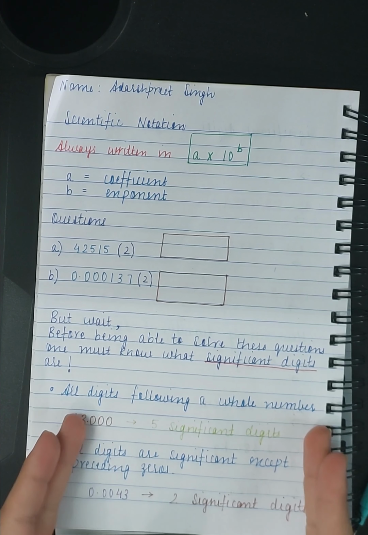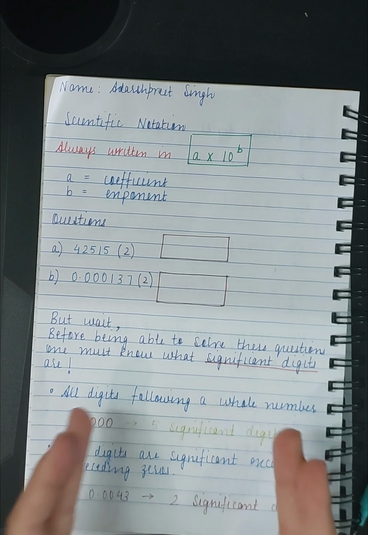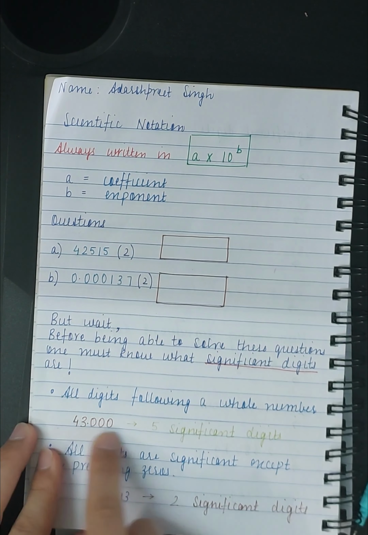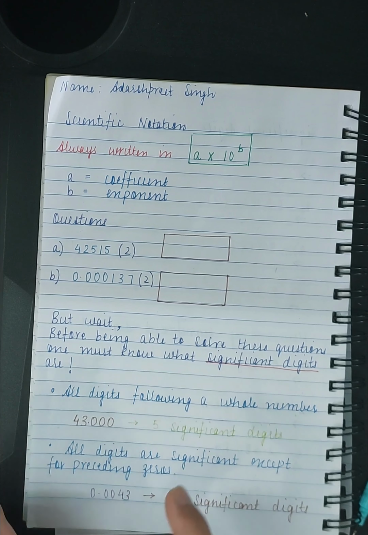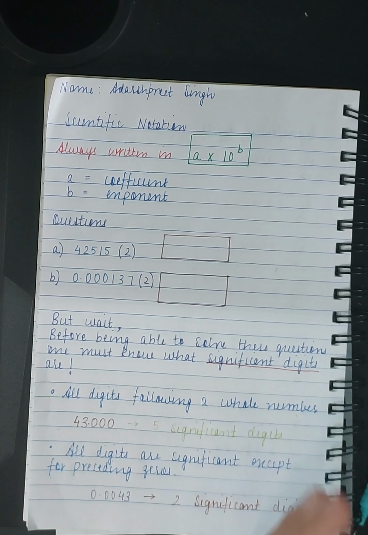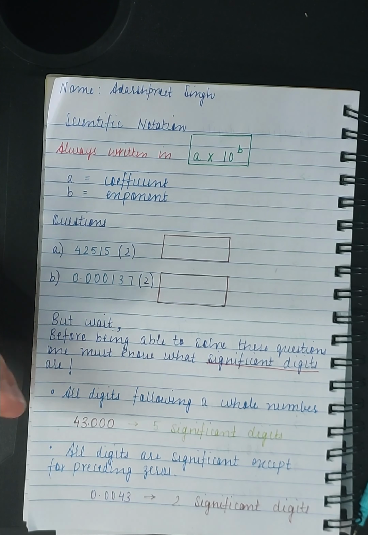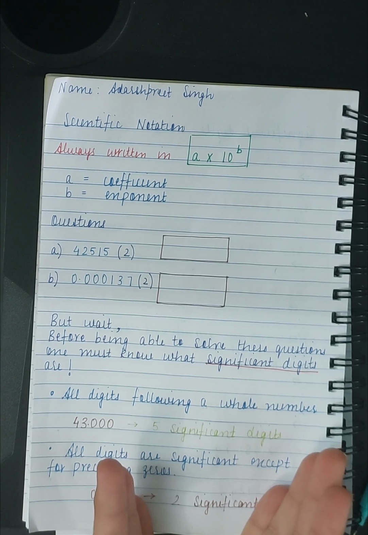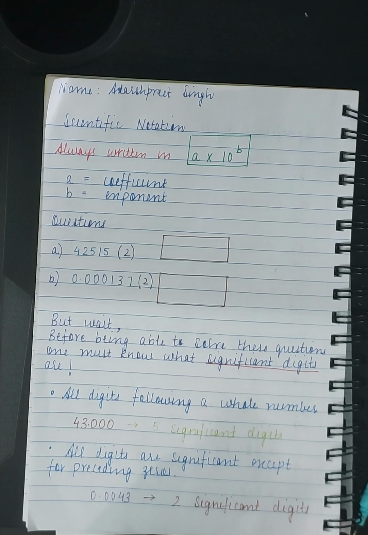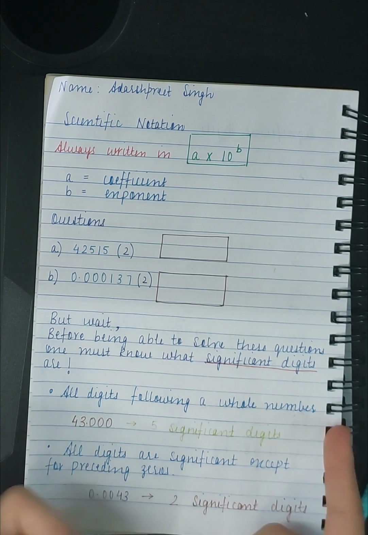Now it's not necessary that the number has to have a decimal point. It could be a whole number like 43,000, not 43.000. Still the number of significant digits would be 5. Some people would ask me, why is that? The reason is that the definition of significant digits also says that trailing zeros after a non-zero number are also considered significant digits. In that specific case, this also holds true.